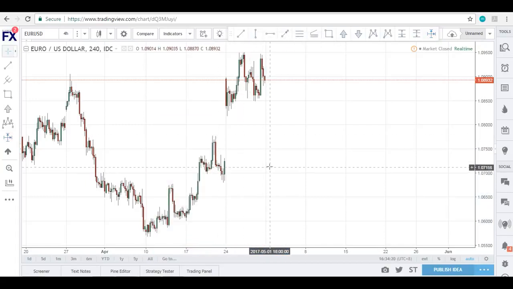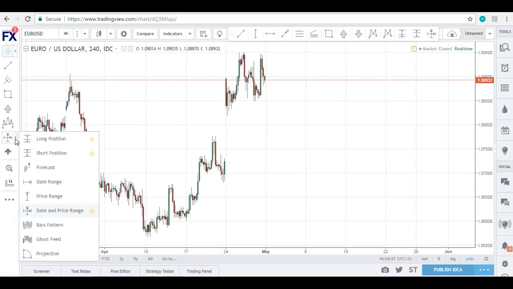So that's a neat tool to measure out the different moves that price has been making over a certain time frame and over a certain pair. So that's something cool that you can use in your analysis.